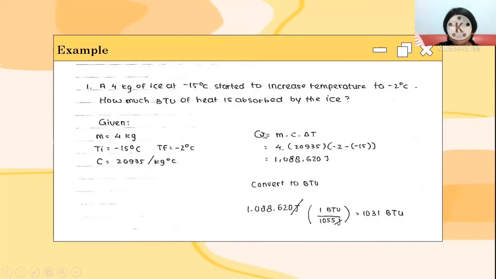The formula is M times C times delta T, and we input all the numbers one by one, and we would get 1,088,620 joule. Now remember, they say in BTU, so we must convert it. Remember, I said 1 BTU is equivalent to 1055 joule. So we put 1055 joule below, so we can cancel the joule out. So 1,088,620 divided by 1055, we will get 1051 BTU for the answer.